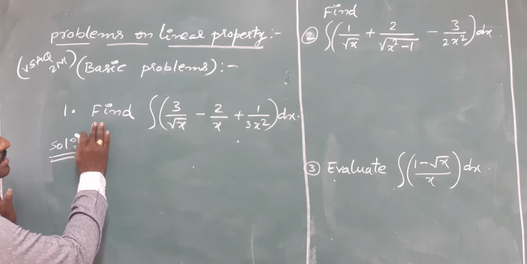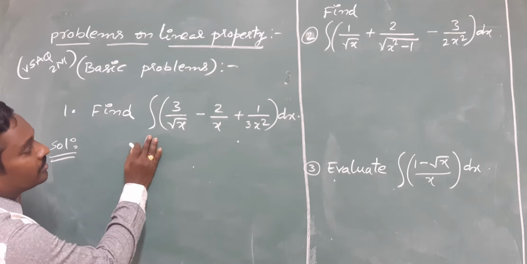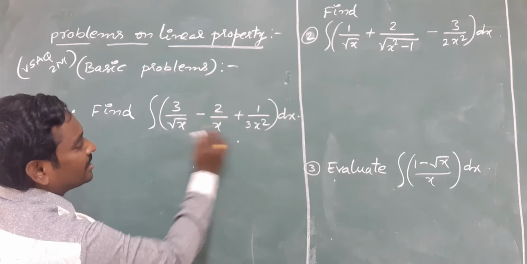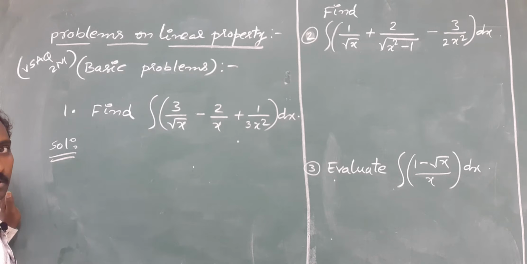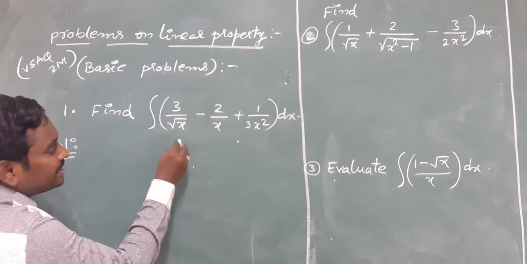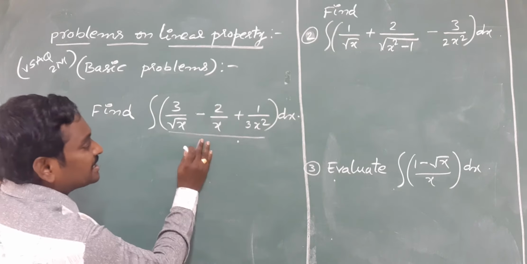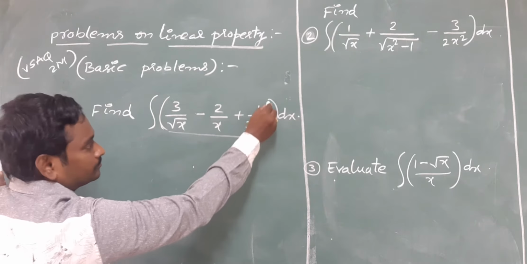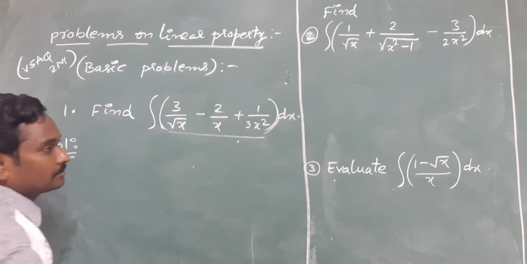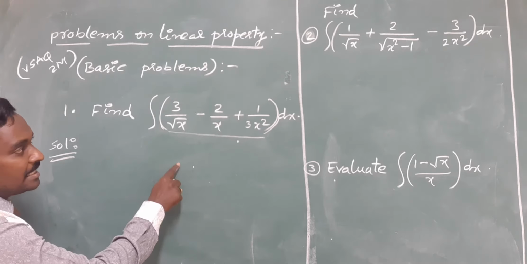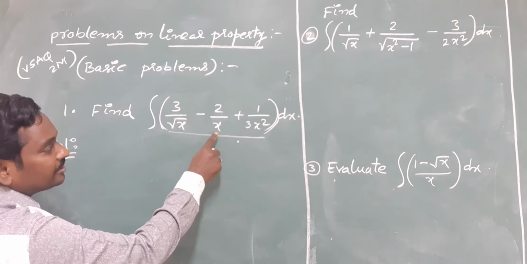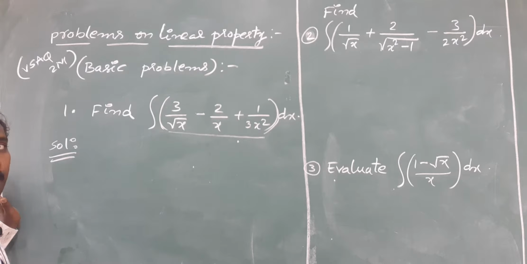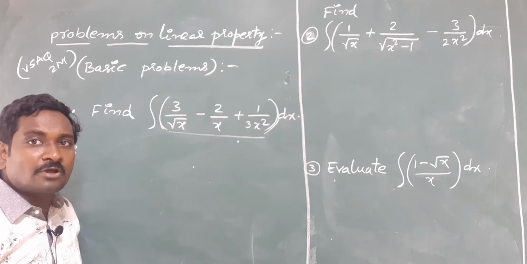Very first problem is find integration of (3 by root x minus 2 by x plus 1 by 3x square) whole dx. Okay. So inside the integration, our integrand function has 3 terms. That's why you should write whole into dx. Now we are observing that 3 different terms are in subtraction and addition. That's why by using linear property, we can easily separate the terms. Okay.